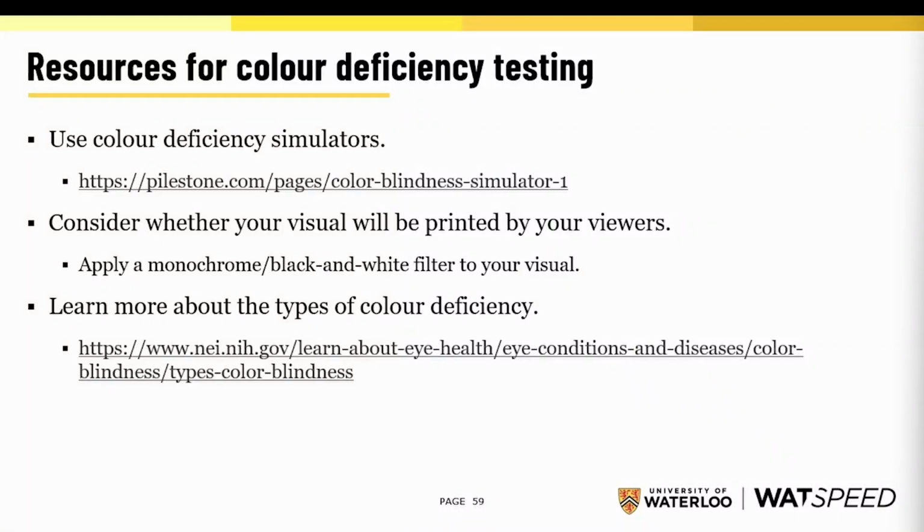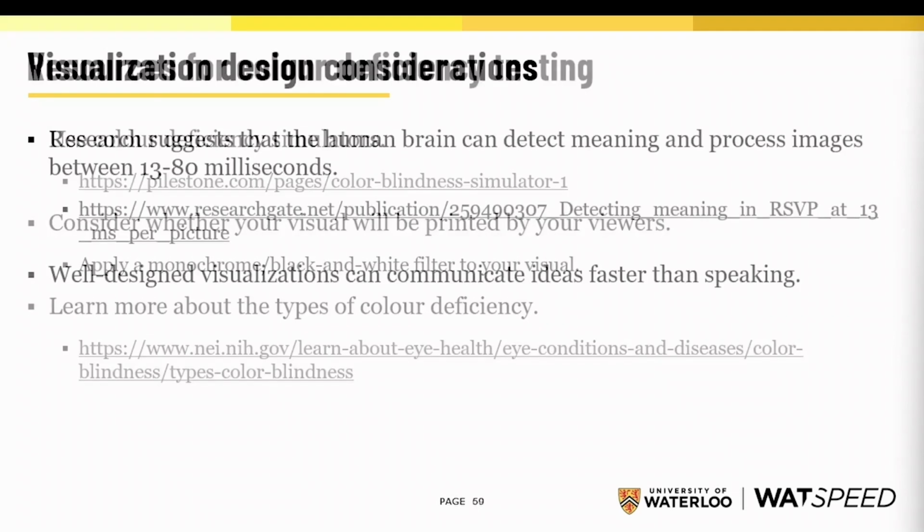When you're designing your visuals, try out color deficiency simulators. There's many of them online. I've included a link from pilestone.com. Consider whether your visual is one that will be printed out. So apply a monochrome or a black and white filter to your visual to see what it will look like when printed out on a black and white printer. And finally, you can go to the NIH website to learn more about the different types of color deficiencies.